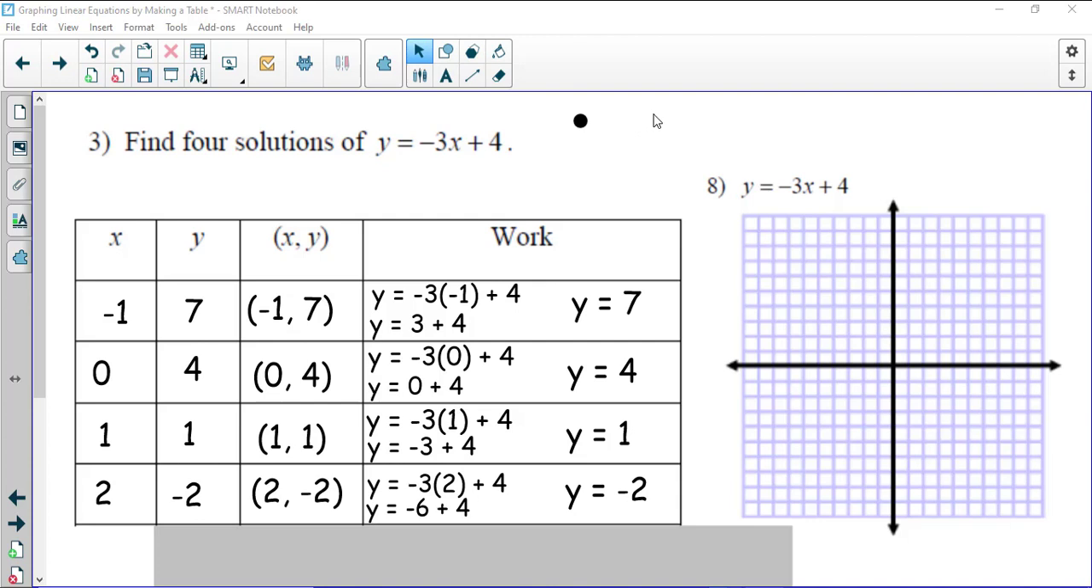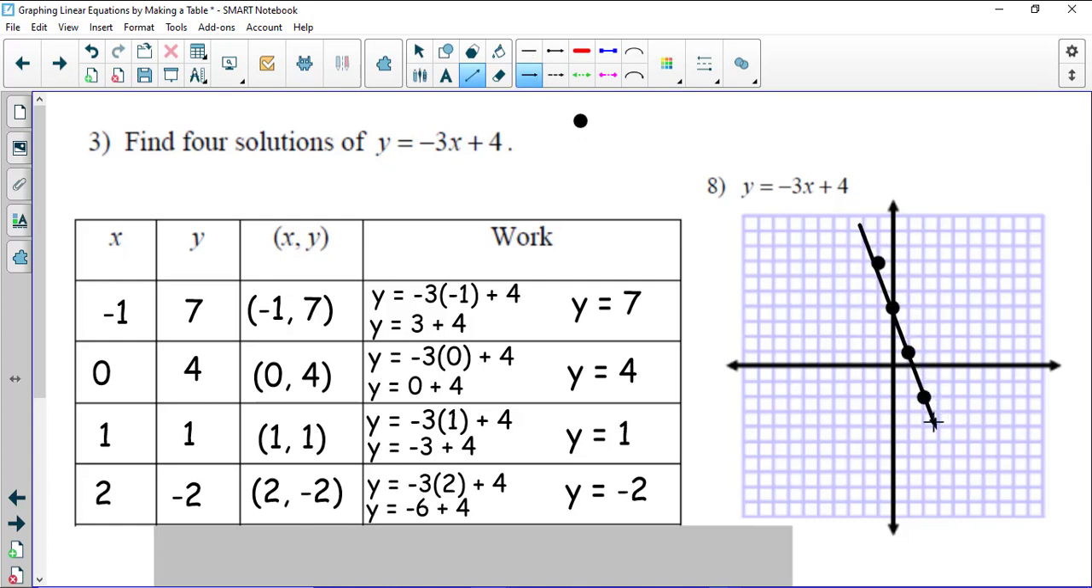So let's go ahead and graph those points. And we'll start with -1, 7, which should be right up here. We also have 0, 4, which should be right here. We have 1, 1, which should be here. And 2, -2, which should be here. So they do indeed form a straight line, which is exactly what you want.